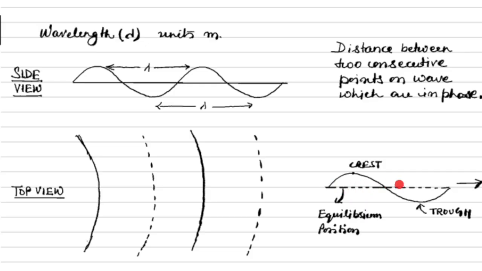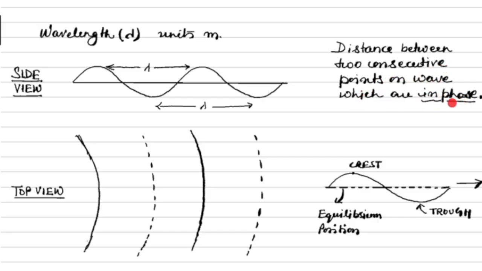Equilibrium position is the resting position where the water was before you made the disturbance. The lowermost point will be called a trough. Now, what will wavelength be? It is the distance between two crests, or the distance between two troughs. Let's read the definition of wavelength. It is the distance between two consecutive, one after another, points on a wave which are in phase.